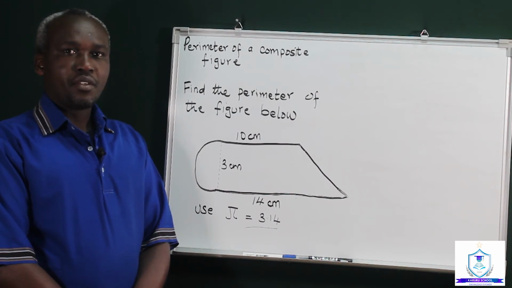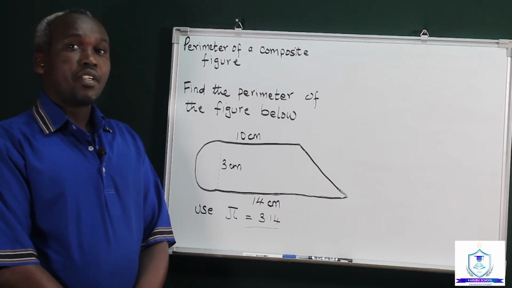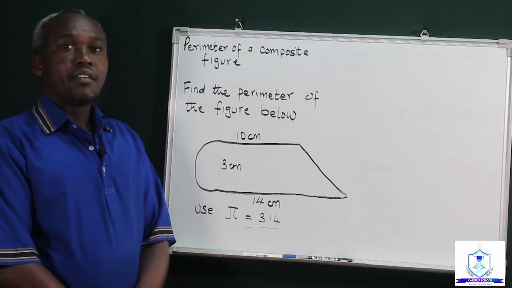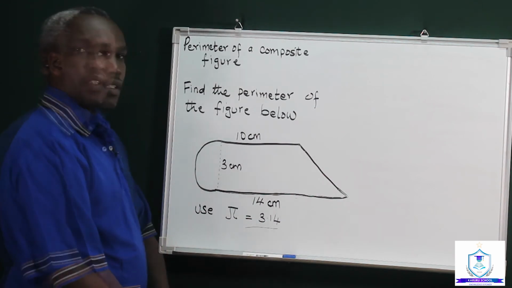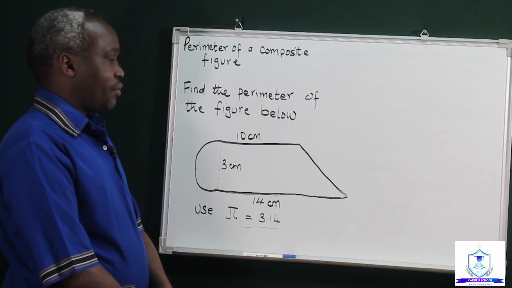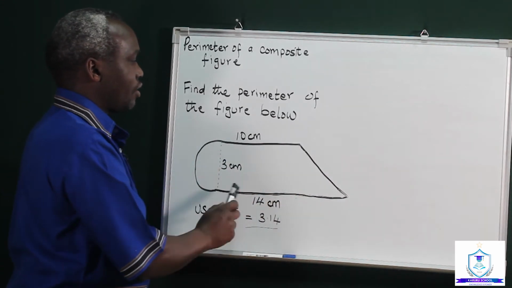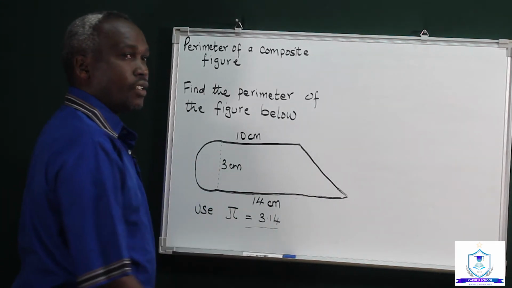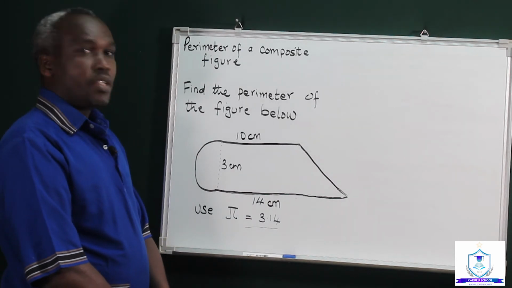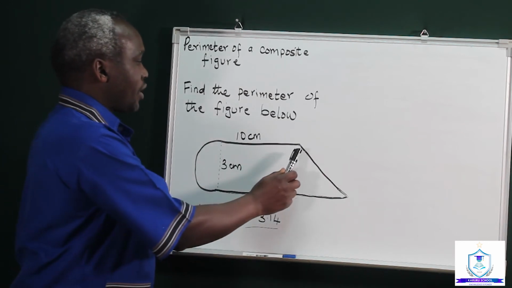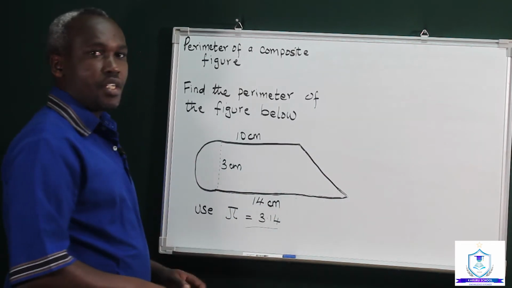In today's presentation, we are going to calculate the perimeter of a composite figure. A composite figure is a figure that has several regular shapes that have been merged together. Looking at the figure that we have been provided with, it has a semicircle, a rectangle, and also a triangle that have been merged together. So to calculate the perimeter of this shape, we will be expected to calculate the distance round the entire shape.